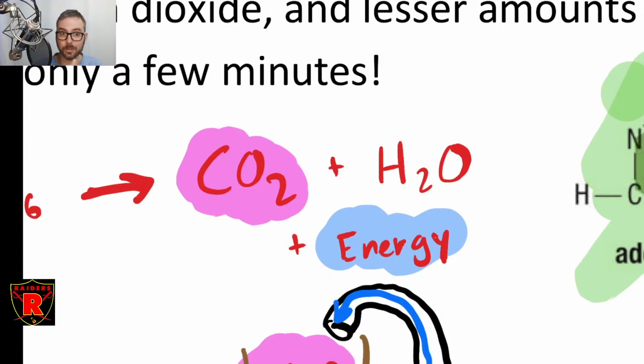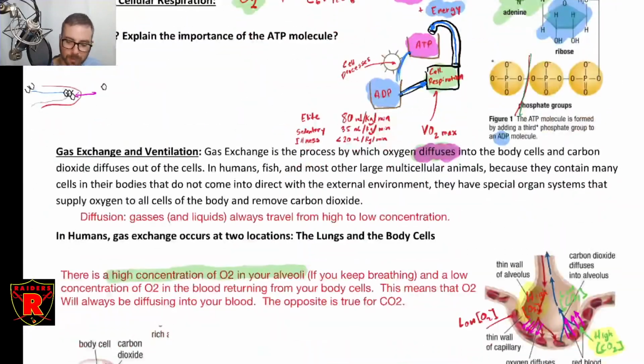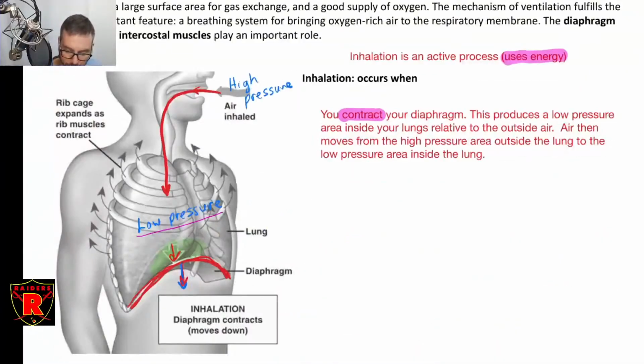okay? Which is going to cause the pH of your blood to go down, which is going to trigger you to breathe faster. That is what's making you breathe faster when you start exercising. It's actually forcing you to breathe faster. You don't have a choice. And so all of that signaling is based around CO2.